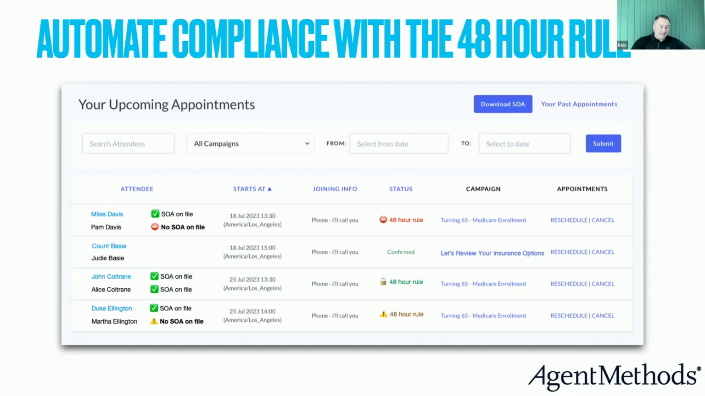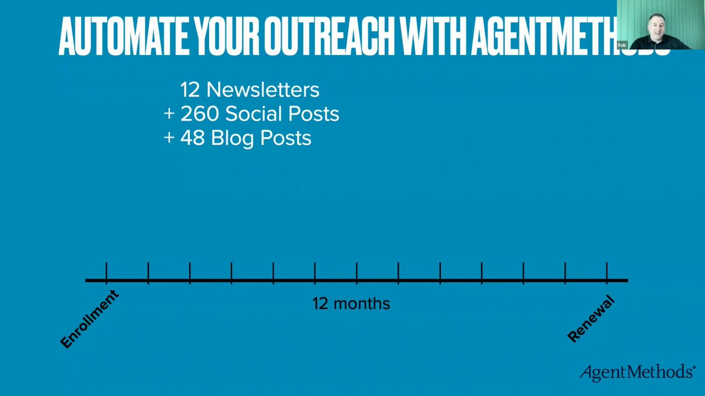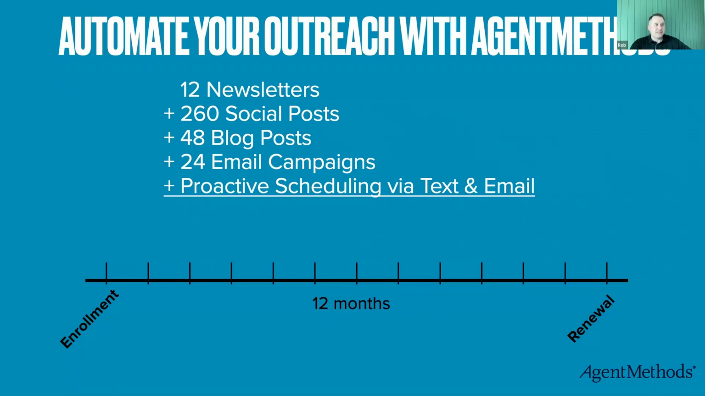So like I said, one thing we really focus on here is outreach and really helping you build a better relationship with your client. So when you look at our system, it's a whole collection of things. 12 newsletters, so every month we're sending out a newsletter to your clients. Social media posts, 260 social media posts. That's lots of social media posts every working day. 48 blog posts, that's every working week. 24 email campaigns, doing 2 email campaigns a month for cross sales. Also, project scheduling via text and email. So when you add all those together, we're actually reaching out on your behalf to your client 350-plus annual touch points a year, keeping you engaged with those clients.